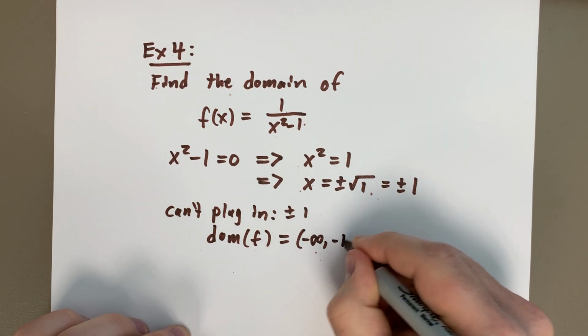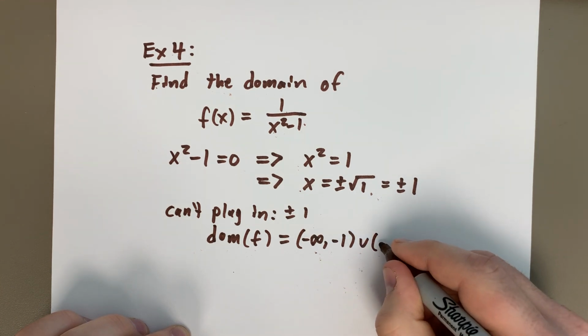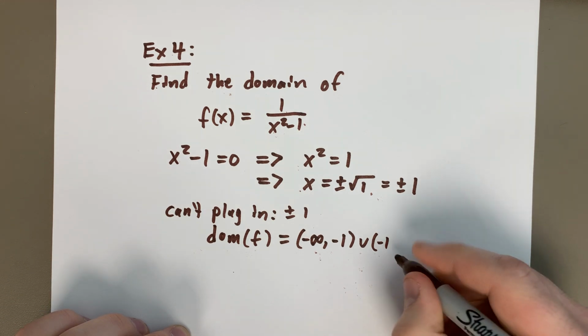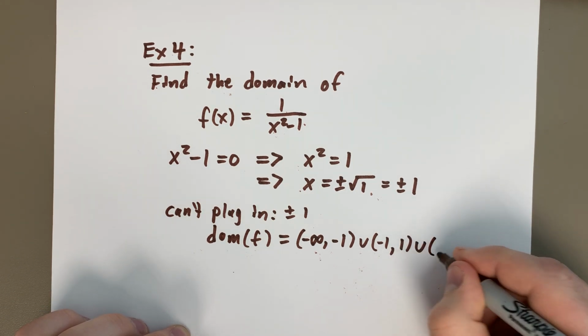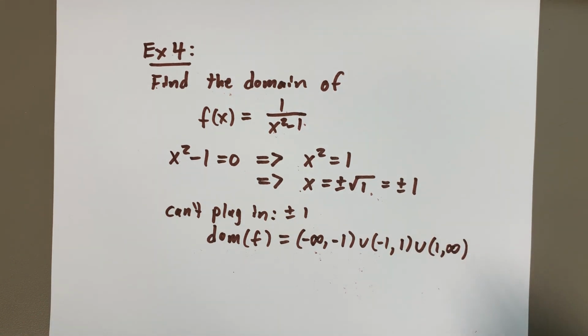In this case, it's minus 1, so we're going to stop at minus 1, pick up at minus 1, not including it, so that's why we're using the round brackets here. And go to 1, not include 1, and then go from 1 to infinity. So we stopped at the places where we're going to get division by 0 and picked up where we left off, not including those things.